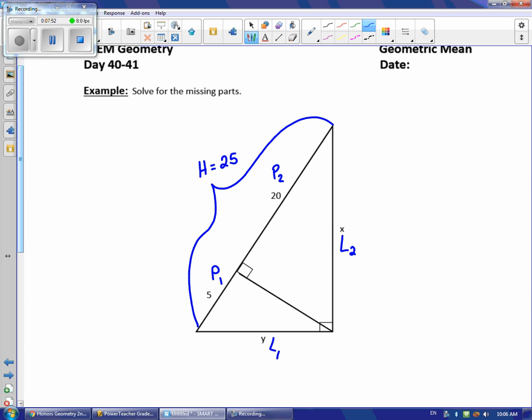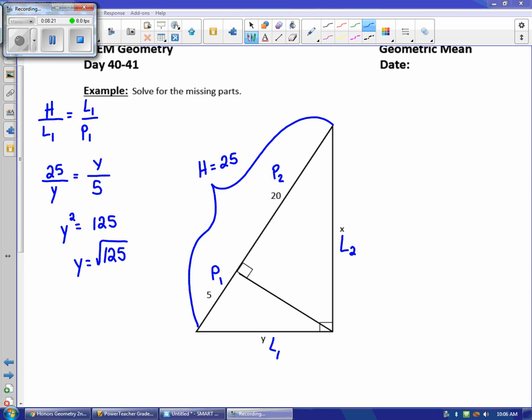Okay, I'm going to solve for Y first because that's my leg 1. So I'm going to use HELP with leg 1 and part 1. So 25 over Y equals Y over 5. You get Y squared equals 125. Okay, and if we do our square root of 125, we will get approximately 11.2. And we're just going to round to one decimal point.